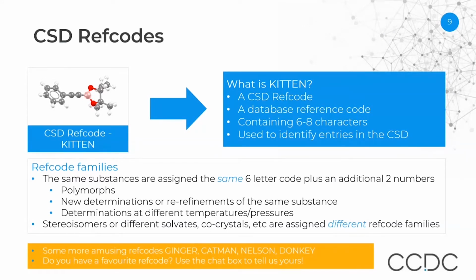It's used to identify entries in the CSD. Structures of the same substance are assigned the same 6-letter code with an additional 2 numbers, and they are collected together in what we call a ref code family.